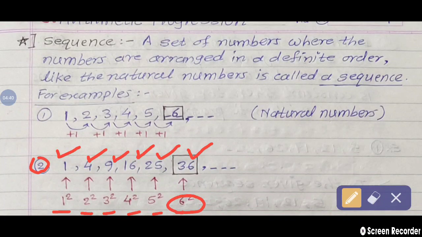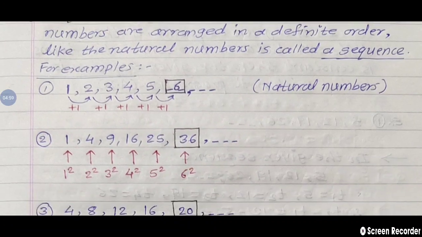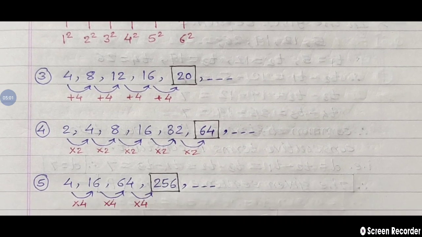All of you understood? What is the next one? So 7 square. The next position, that is the seventh position, we obtain here 49. So among these consecutive numbers, we find out the relation and therefore this is also called a sequence. Next, example number 3.